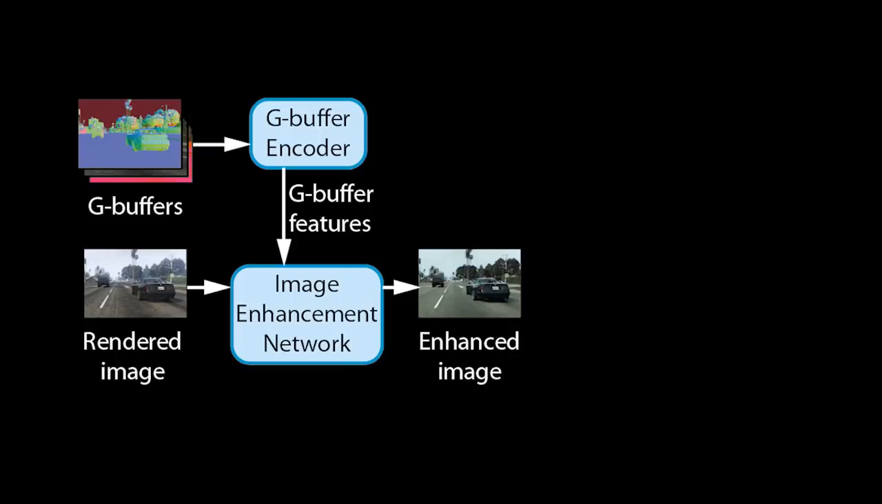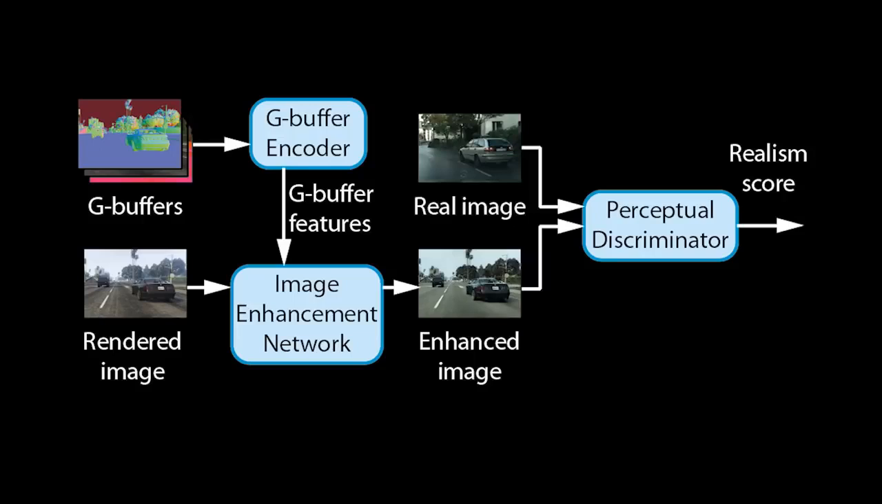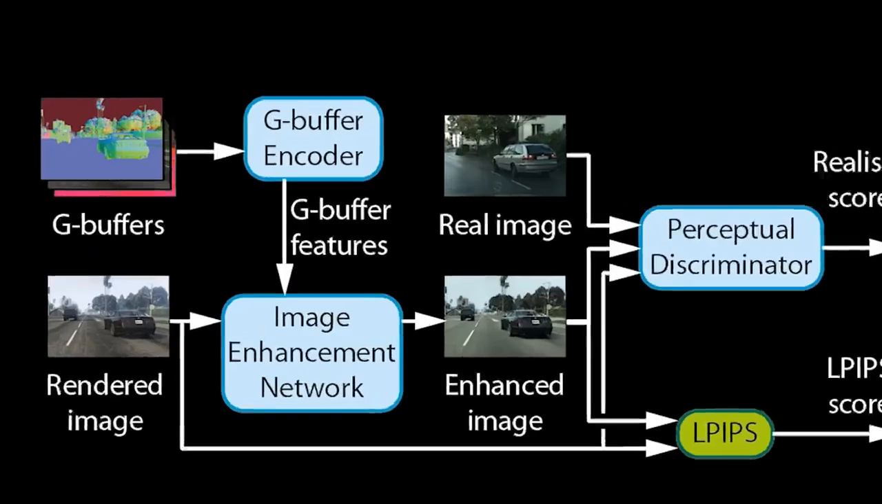To train our networks for enhancing realism, we employ a perceptual discriminator. For each image it takes in, it produces a realism score. To make it understand what the real world looks like, we also feed it real photos. To ensure that our networks retain the structure of rendered images, we further add them to the discriminator inputs and employ a perceptual loss. Let us now zoom in on the G-buffer encoder.